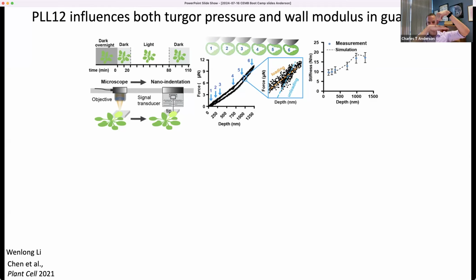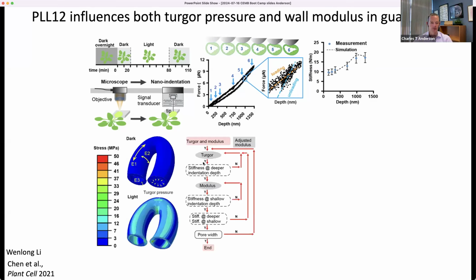So we first press gently at small deformation, so a few hundred nanometers. And that gives us a sense of the wall modulus. And then we press more deeply into the cells, and that gives us a combination of the wall modulus and the turgor pressure. So we're measuring those stiffnesses as the output of the unloading curve of these repeated indentations and bringing the indenter tip back up.